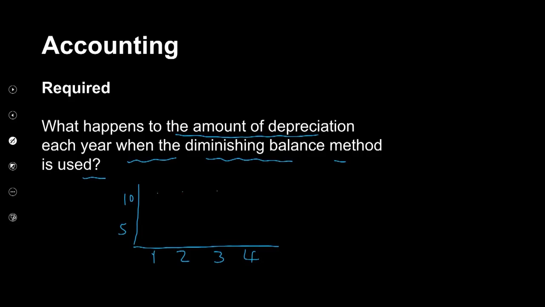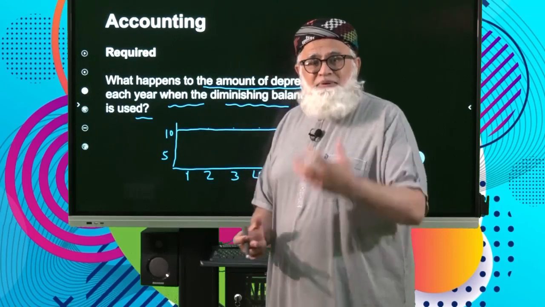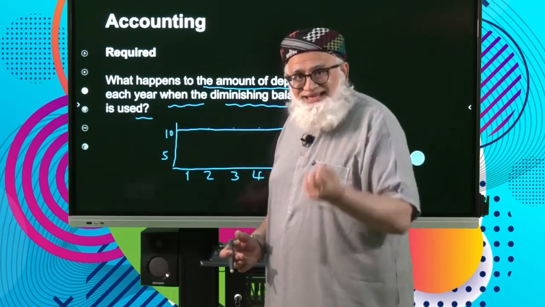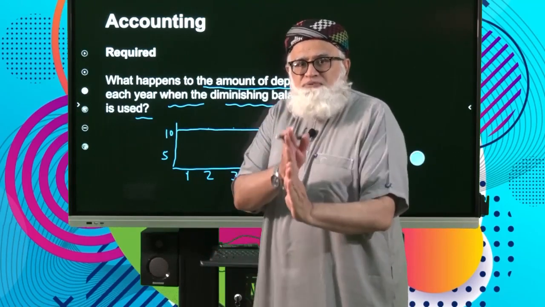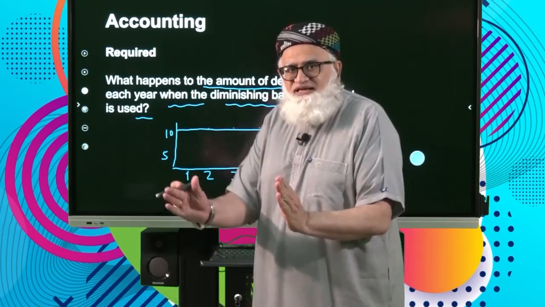In year 3, you're writing off 10,000. In year 4, you're writing off 10,000. What graph do you get? Clearly, you can see a straight line. And definitely, Ashraf is not doing maths, we're doing accounting. But I want you to understand that the straight line method shows you that your depreciation is fixed every year.